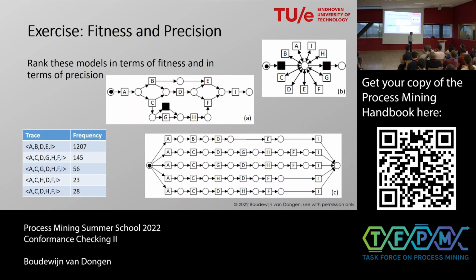Now, I don't want to actually talk about precision in terms of an algorithm. I want to instill an intuition. So I'm going to ask you for a bit of an exercise. We have 3 models here, A, B, and C. And we also have a short event log that I stole from the process mining book. So for yourself, just spend a few minutes to rank them in terms of fitness and precision for this event log.